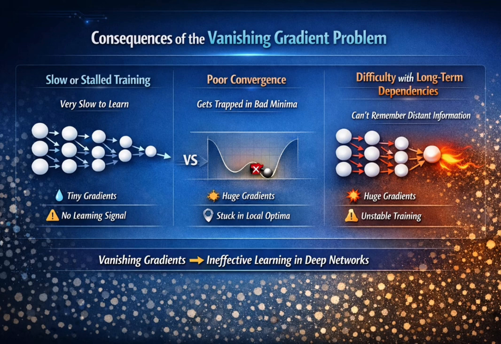To summarize, the vanishing gradient problem is one of the biggest hurdles in training deep neural networks. It occurs when gradients shrink as they propagate backward, especially with sigmoid and tanh activations. The consequences are slow training, poor convergence, and failure to capture long term dependencies. Thankfully, modern techniques like rectified linear unit, better initialization, batch normalization, residual connections, and advanced architectures like LSTMs and GRUs have largely solved this issue.